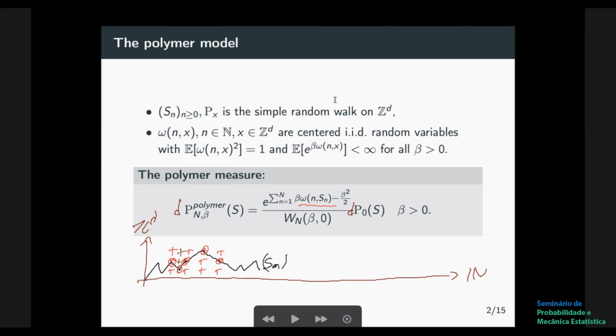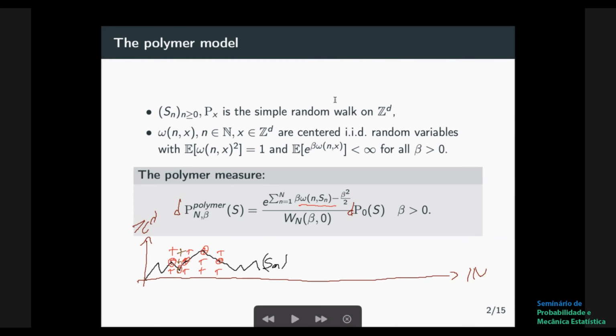Yeah, I have a question, Clement. Are you considering Gaussian environment? Maybe it's going a bit for what you're going to say next, but I'm a bit surprised by this beta squared over 2. Yes, exactly. So here, in fact, you're completely right. There is a beta squared over 2.